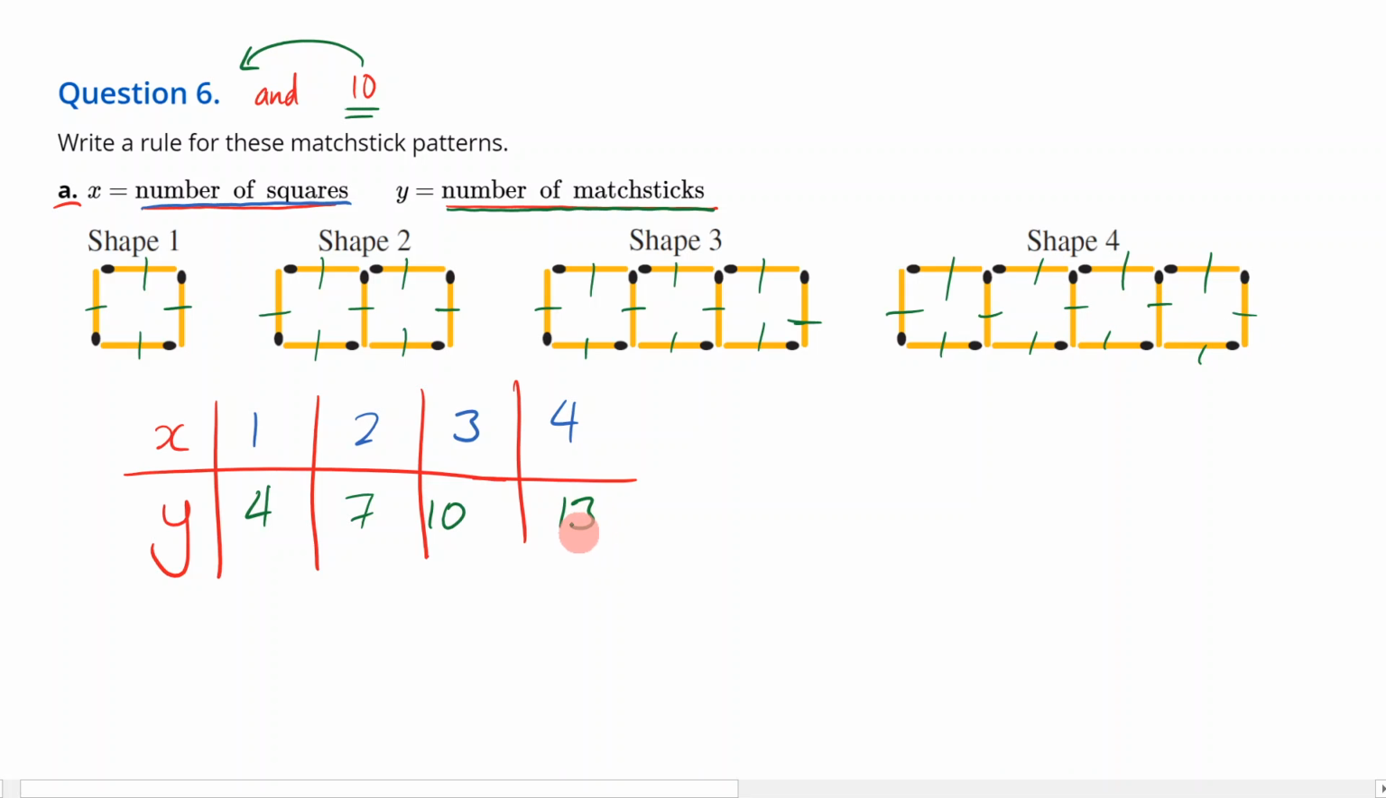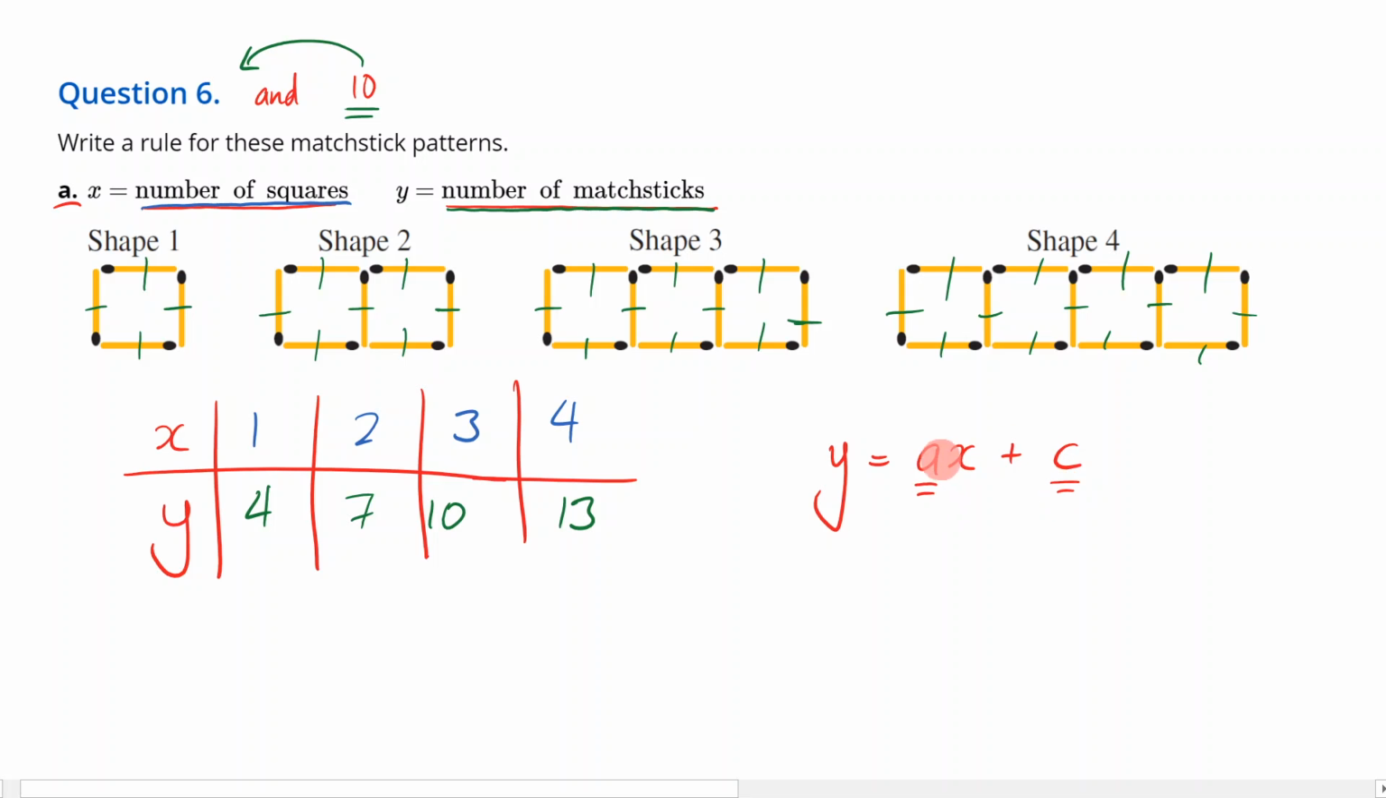And now what we're going to do is we're going to create a rule for this. And we know how to create rules. This says write a rule for these matchstick patterns. The way in which you create a rule is you say, well, I have Y is equal to some coefficient of X, so AX, I don't know what A is yet, but it's my coefficient of X, and then some constant as well. So we need to figure out what the coefficient of X is, and we need to figure out what the constant is. And I'm just letting them be represented by A and C there.